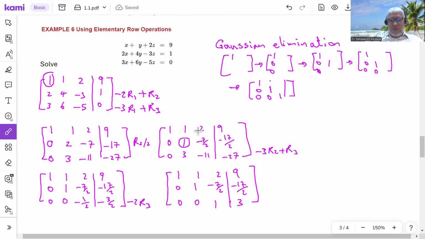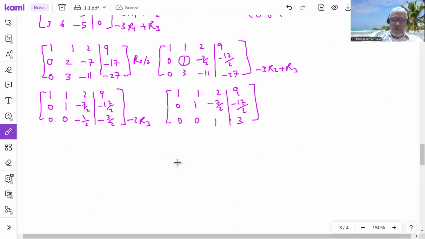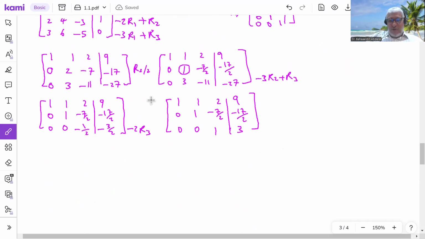Remember, the first column represents the coefficients of X, and this is Y, and this is Z. So the first equation would be X plus Y plus 2Z equals 9. The second equation would be Y minus 7 over 2 Z equals negative 17 over 2. And the third equation, Z equals 3.